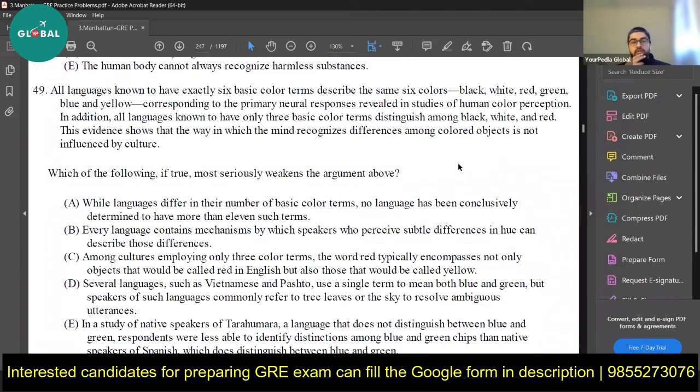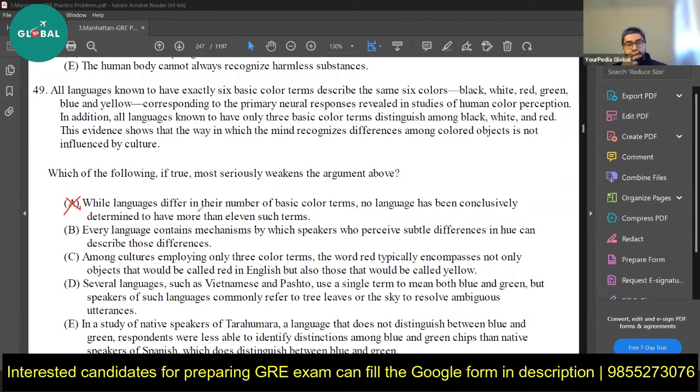Okay, so what about A? While languages differ in their number of basic color terms, no language has been conclusively determined to have more than 11 such terms. Is it saying anything about culture influencing color recognition? No. So this is irrelevant.